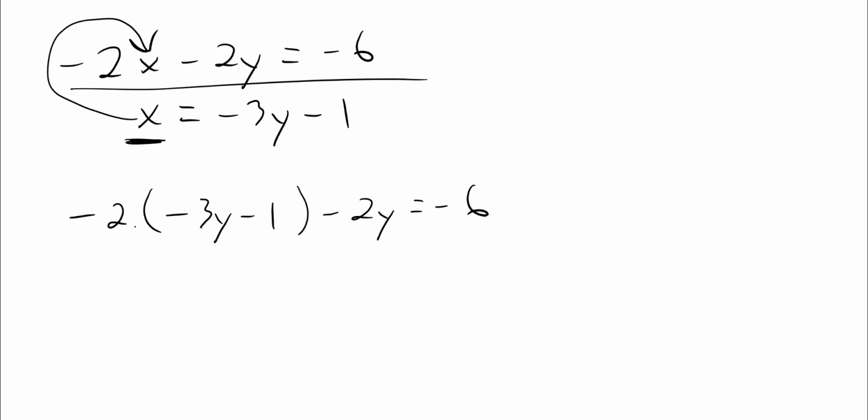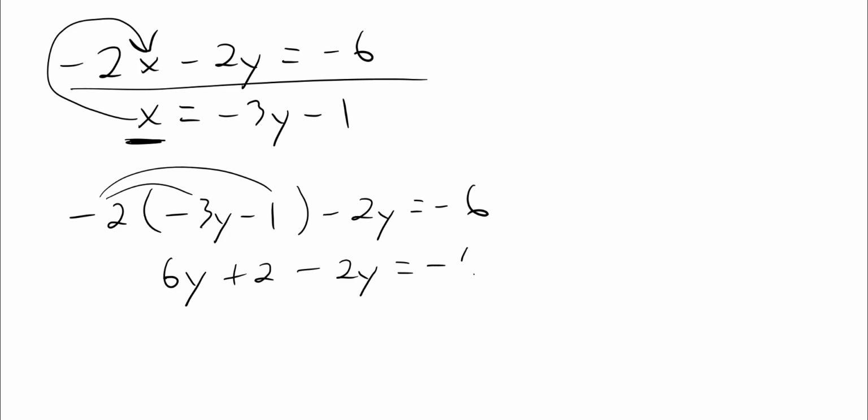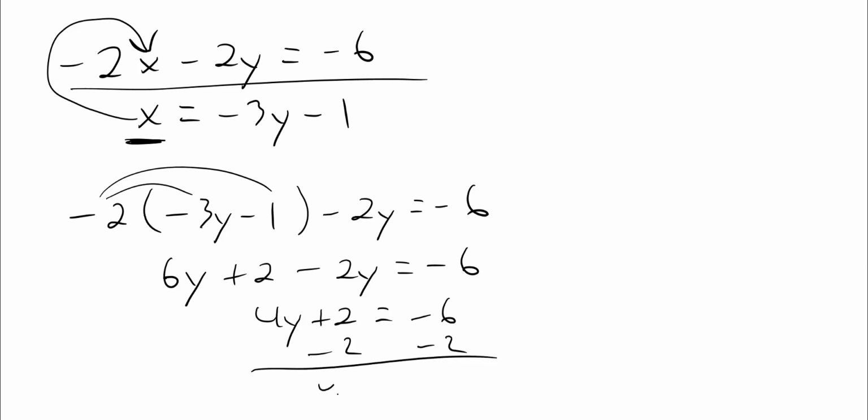So we get negative 2 times negative 3 is positive 6y. So remember, I distribute that. Be careful, right? Plus 2 minus 2y equals negative 6. 6y minus 2y is 4y. So 4y plus 2 equals negative 6. I'm going to subtract 2, so I get 4y is equal to negative 8 divided by 4. So y equals negative 2.